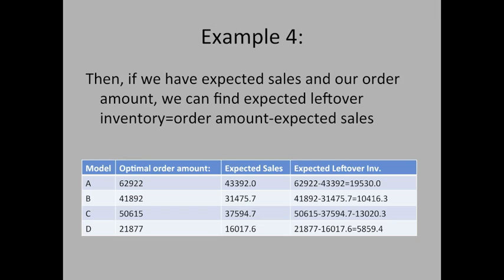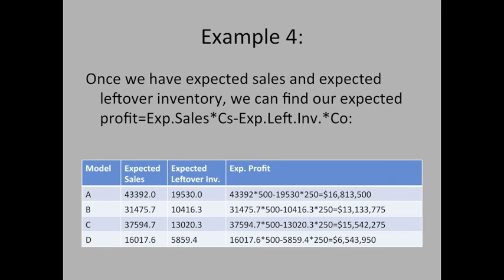So, we have expected sales. We have expected leftover inventory. From these, we can find our expected profit for each model. The expected amount that we expect to gain from each sale, we already calculated that. That's the cost of shortage. Cost of shortage, remember, is what we lose by not being able to sell a particular item. By extension, it's also what we gain by selling an item.